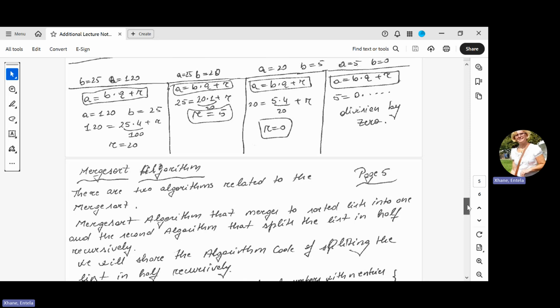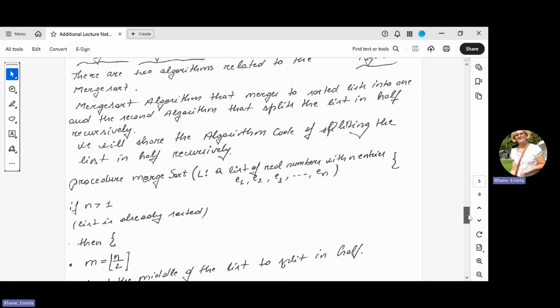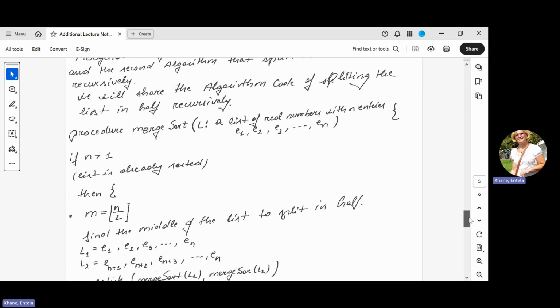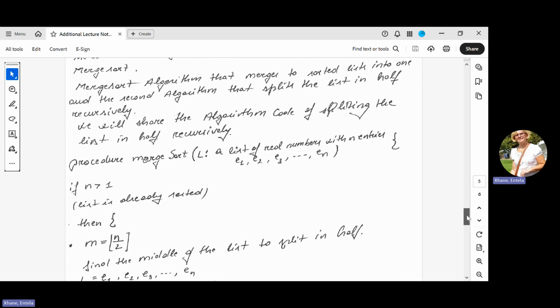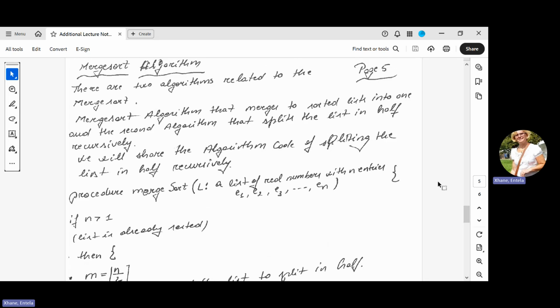This algorithm is a little bit more complicated than the previous one. Again, we rely more on the practical side of it, but let's go over the algorithm just to get a feeling of how it is going to look. So the procedure is merging and sorting. You have a list of numbers that we call E1, E2, E3, all the way to En. So these are n entries.